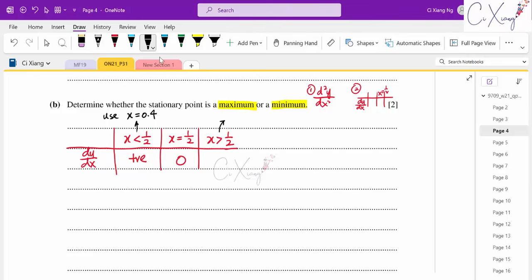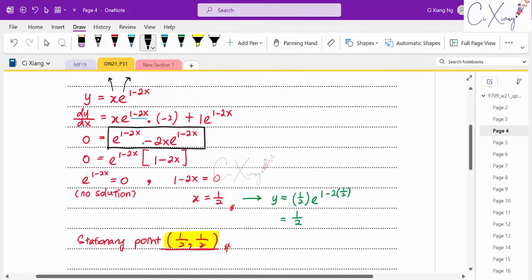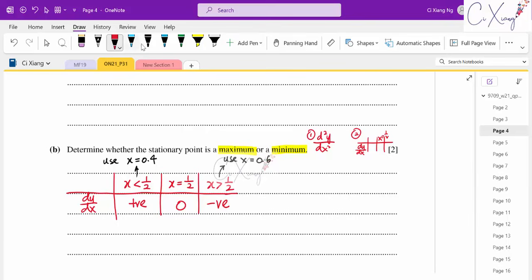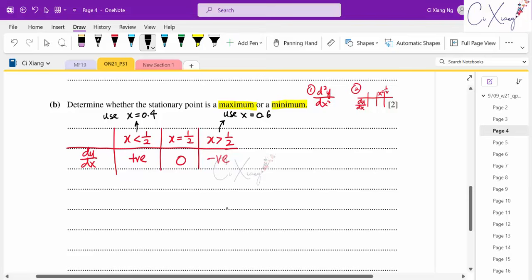And then for the value that is greater than 0.5, you can use a value more than 0.5 but close to it. So you can try x equals to 0.6. Same thing here. Substitute x equals to 0.6 into your dy/dx equation just now. Try to observe the sign that you get. By right, you should have a negative sign. Okay, after you observe all the signs for dy/dx, let's recall again: what's the meaning of dy/dx here? dy/dx here basically means the gradient of the tangent.